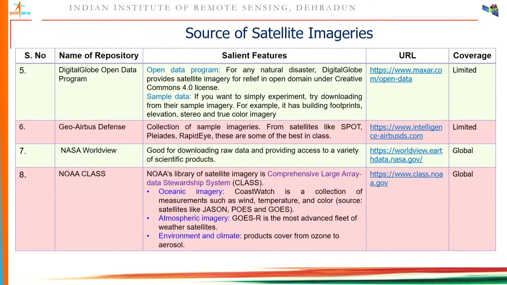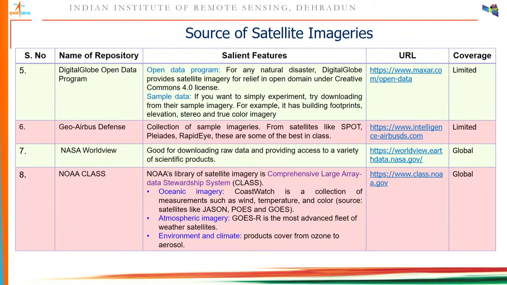Then another two websites, number 5 and 6 that I have listed here, are commercial data providers. They are called the Digital Globe Open Data Program and Geo-Airbus Defense. Although they are commercial providers of satellite data, they also offer some part of this data to the student community as open data, so that you can learn and understand the type of data, their data structures, and how to handle this data.